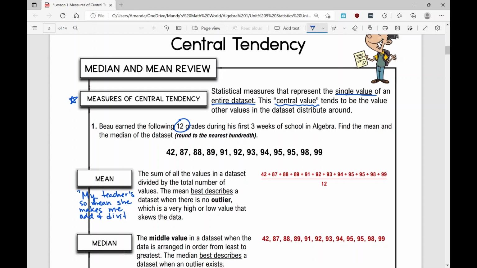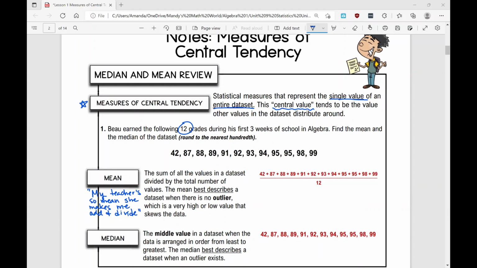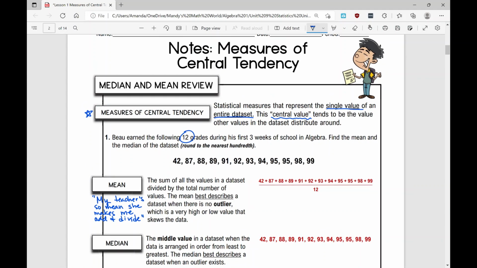So what do you have to do? You have to add all the numbers, and then you need to make sure, especially if you're in middle school doing this, a lot of issues that I see are, okay, you added them all up, but you forgot to divide. So my teacher's so mean, she makes me add and divide. Don't forget to do that. So we're going to add up all the values, and then we're going to divide by the number of values that there are. And in this case, there are 12.